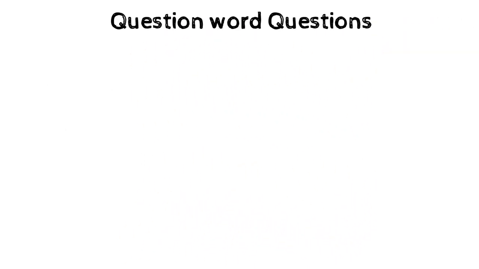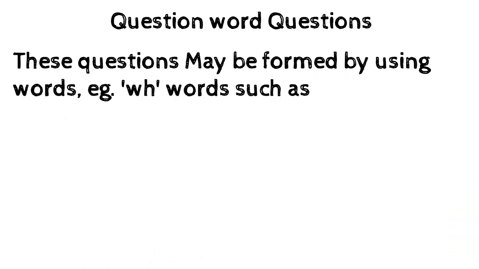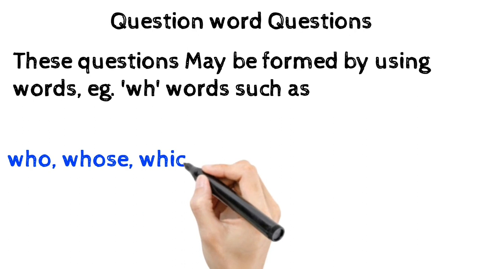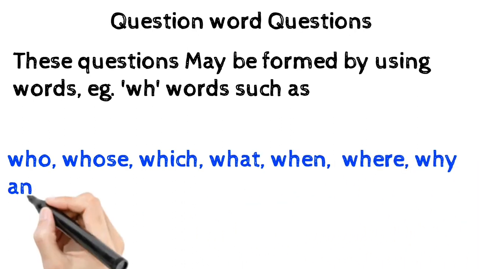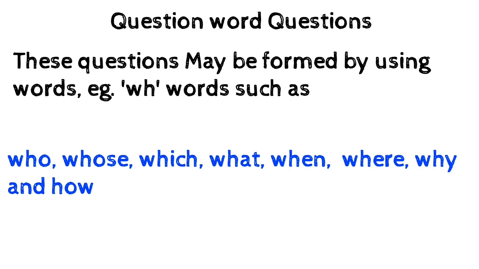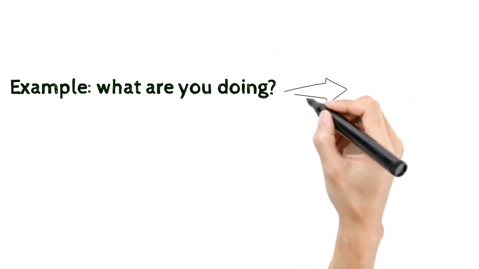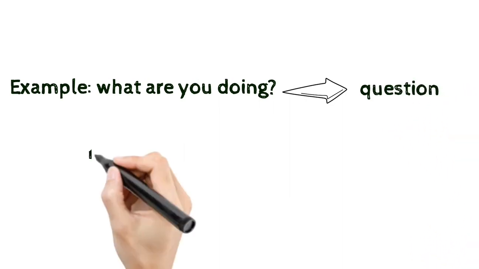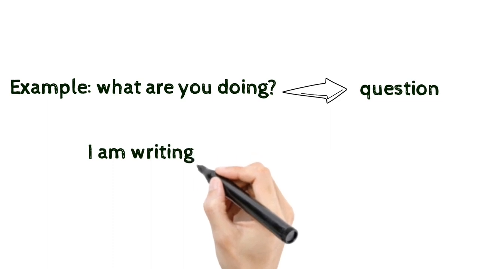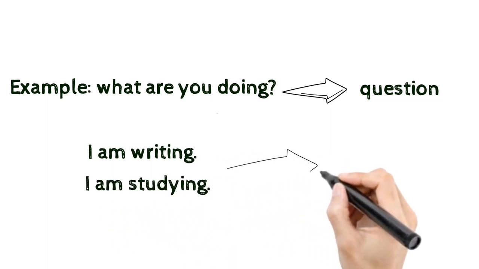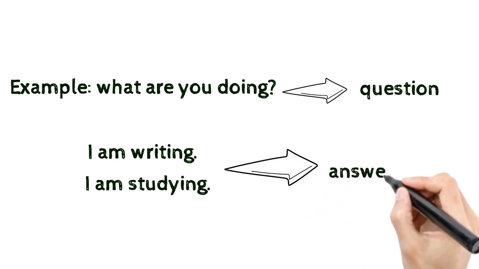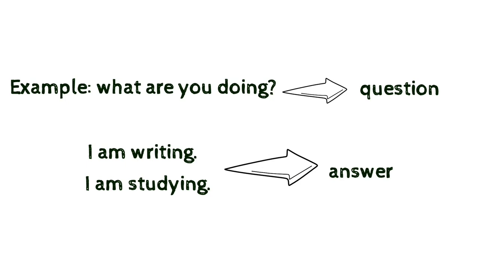And next one is question word questions. These questions may be found by using WH words, such as who, whose, which, what, when, where, why, and how. So, these are the questions which start with WH words. For example, what are you doing? This starts with WH, so you can find it easily. Our answer will be, I am writing, or I am studying. So, for all the words which start with WH, you can find these types of questions, question word questions.